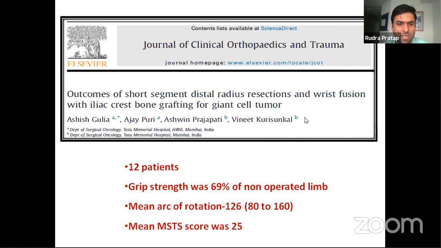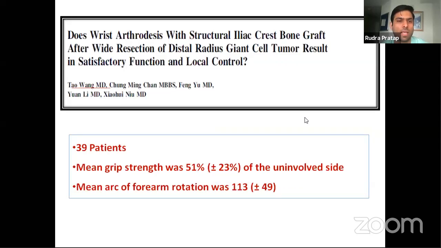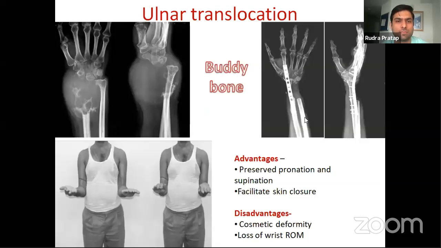We published our study of 12 patients in which we found that grip strength was 69% as compared to the non-operated limb, and the mean arc of rotation was about 126 degrees. The mean Musculoskeletal Tumor Society score we observed was 25. And then a study by Wang et al. of 39 patients found the mean grip strength to be 51%, and the mean arc of forearm rotation was 113 degrees. So the second option is ulnar translocation.